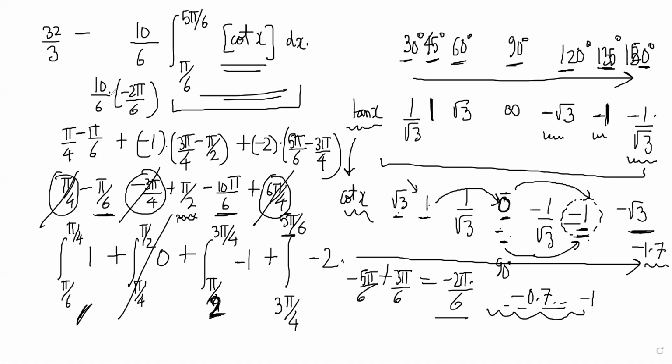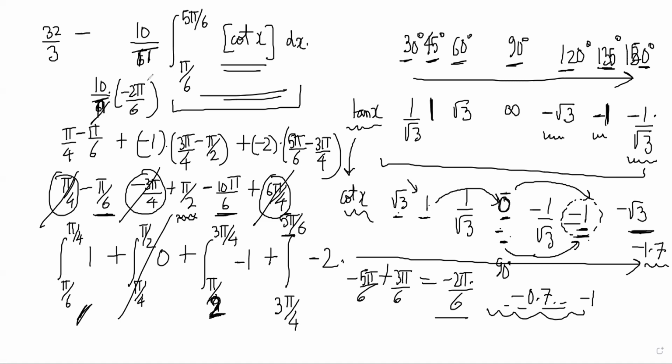Correct. Yes, sir. I have a 2 by pi outside. One second. 10 by pi. I think I made a mistake there. 5 into 2 by pi, right? It is not 10 by 6, it is 10 by pi, right? It was 5 into 2 by pi outside, right?